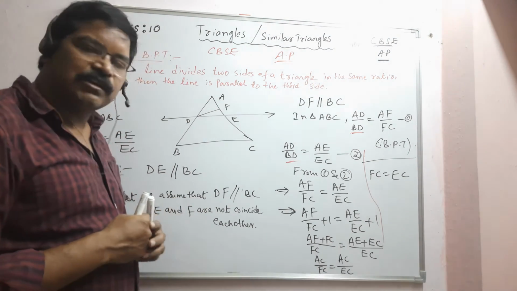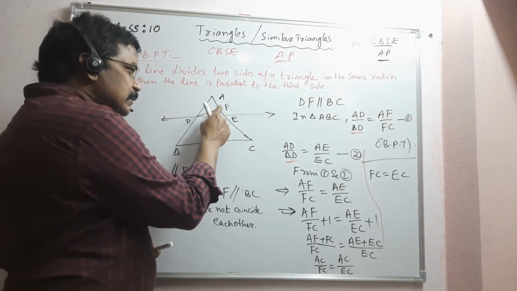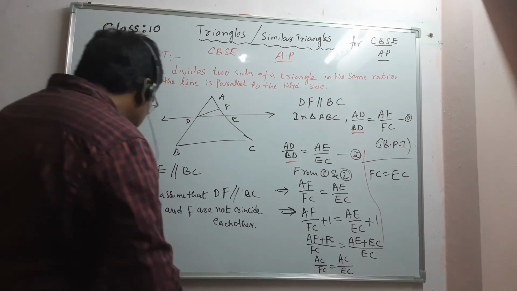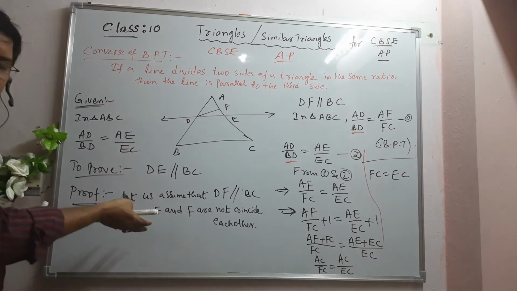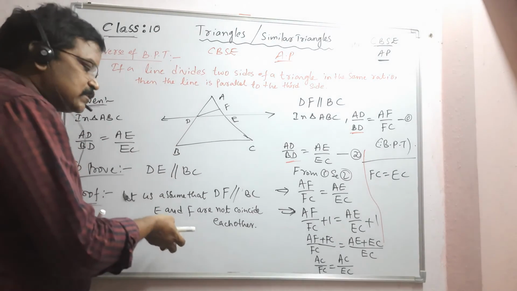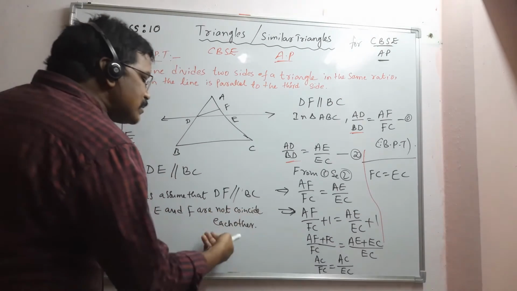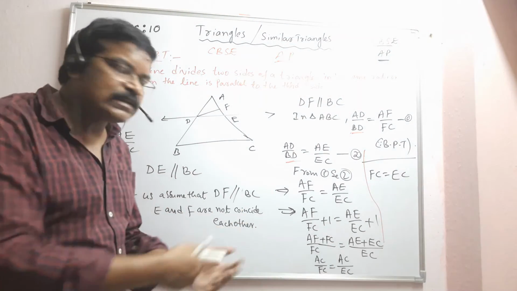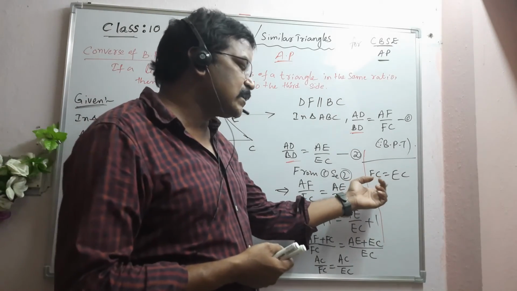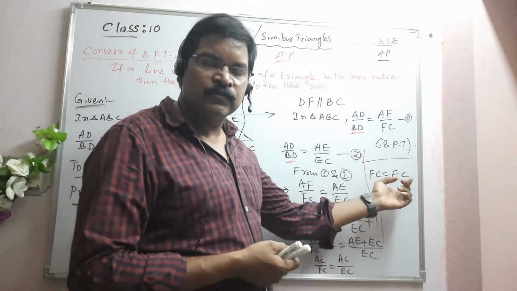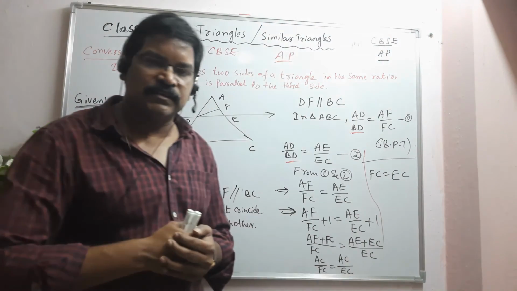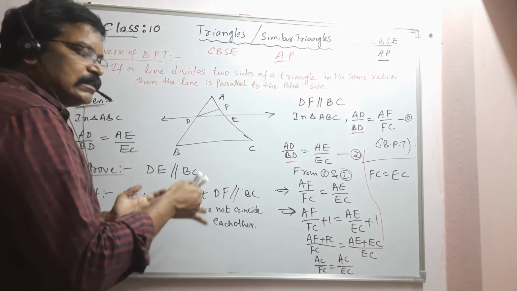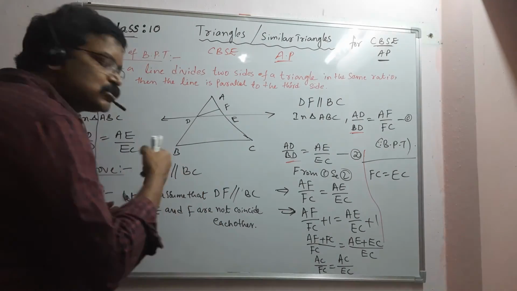Are FC and EC equal, students? FC and EC, are they equal? No. Why? In the assumption, we assumed that E and F do not coincide with each other. But here, FC and EC are equal. We got FC is equal to EC. Therefore, this is a contradiction to our assumption.